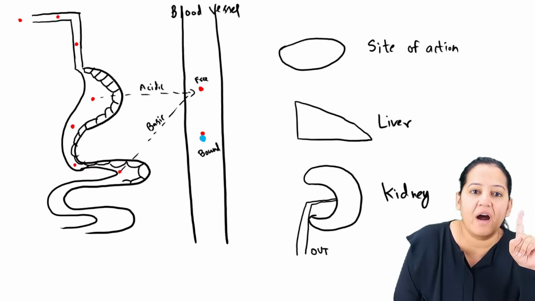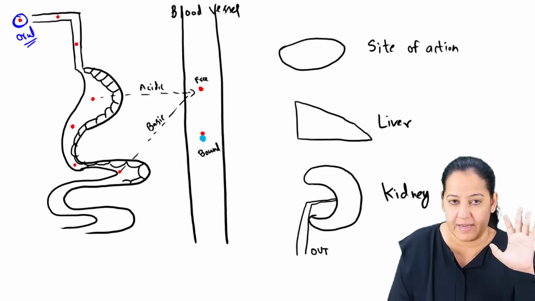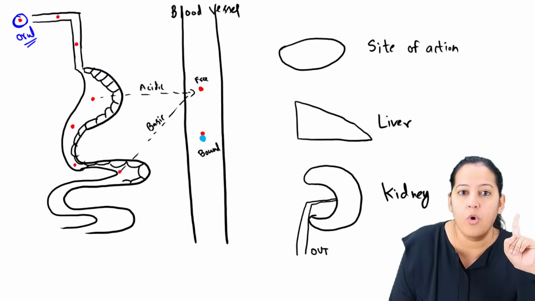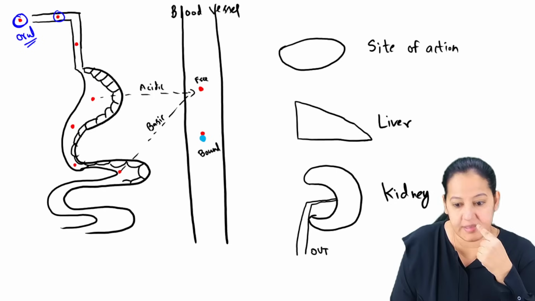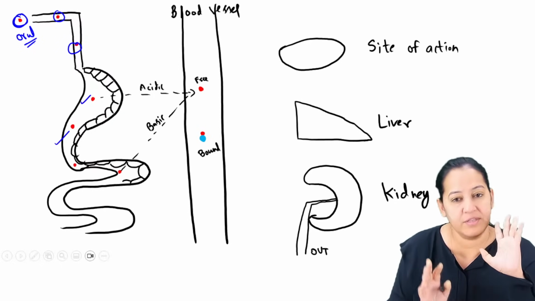So first we are taking the drug, for example, by oral route, for any disease. The drug will go inside the mouth, then it will go in the esophagus, then it will go in the stomach and intestine. Now there is a rule.